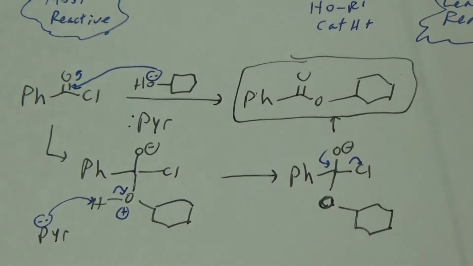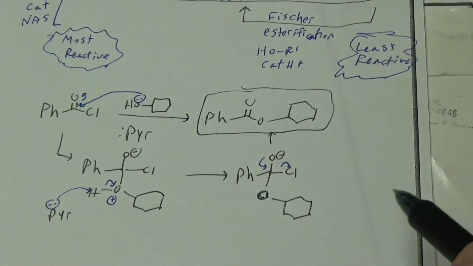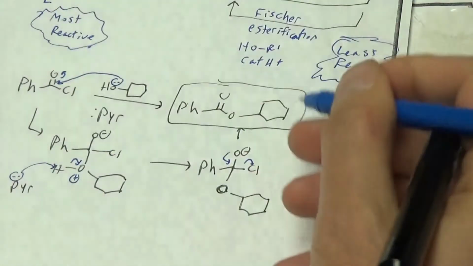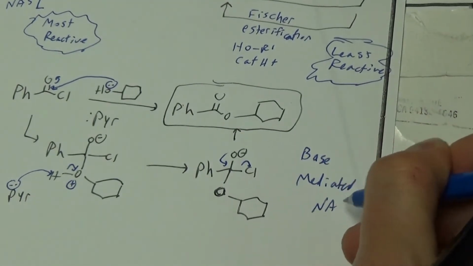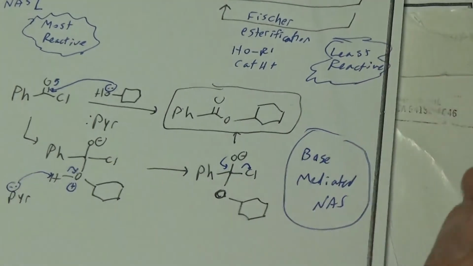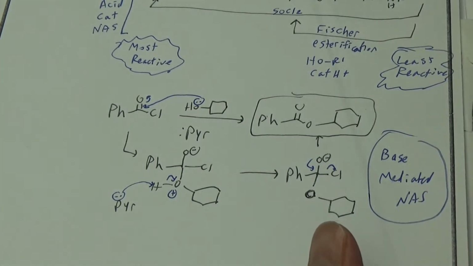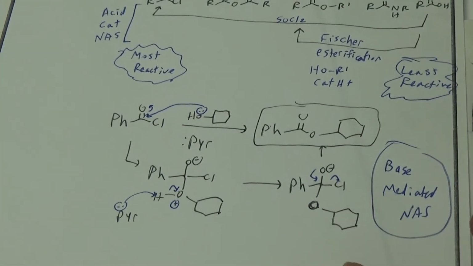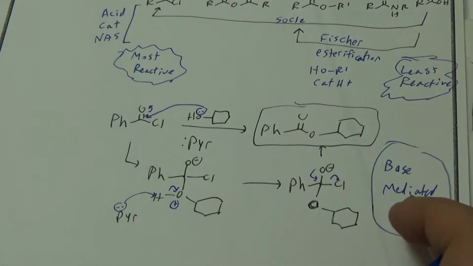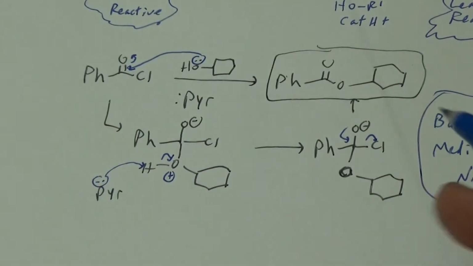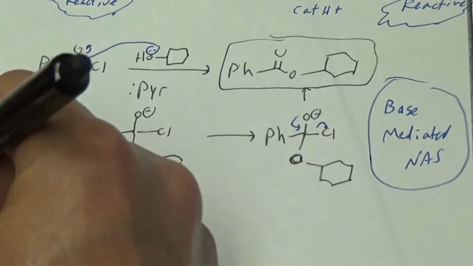So is this acid-catalyzed NAS or base-mediated NAS? Again, since you've got base, it's probably the base-mediated NAS. Alright, cool. And that's how you make an ester from an acid chloride. What about making an amide from an acid chloride? Well, we've already done that. Let's do it again. We did it even last lecture. Amides from acid chlorides is another base-mediated NAS.